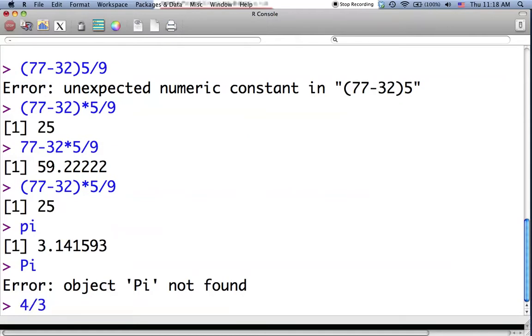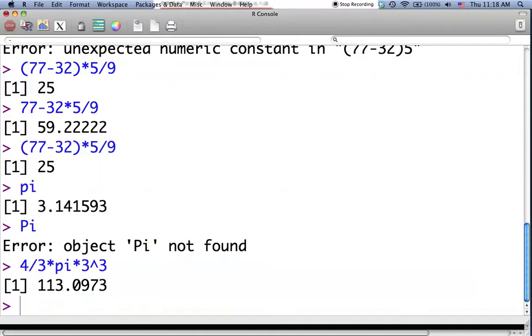So to do our calculations, we do 4/3 times pi times 3 cubed. This gives us the answer that I wanted. Notice that here, even though I didn't use any parentheses, the answer was correct. And the reason why is that R follows the same order of operations. The raising to the cube was done first, then the multiplying and dividing was done afterwards.